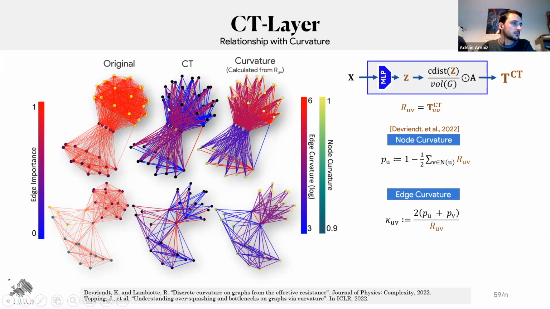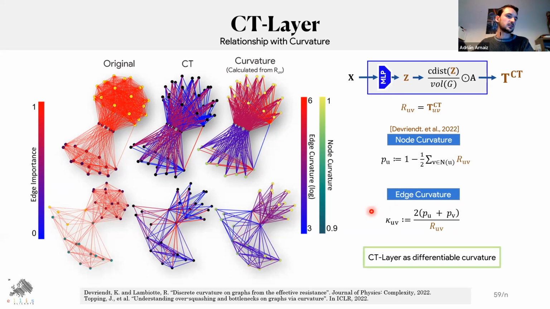If we compute this in the graph, here is the original graph. Here is the graph rewired by our CT-Layer. And here is the curvature calculated from the learned commute time distance. So we can see that there is a correspondence. Also, this is a bit more symmetrical because of these normalizations. That's why here there are different weights and here are the same weights. And CT-Layer can be seen as a differentiable curvature-based rewiring.